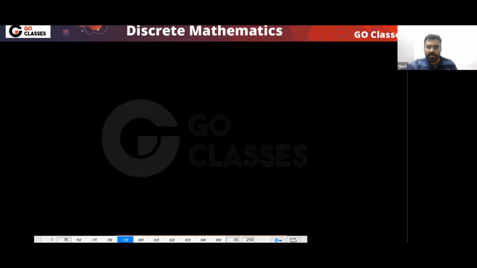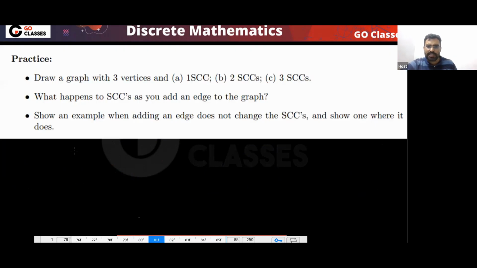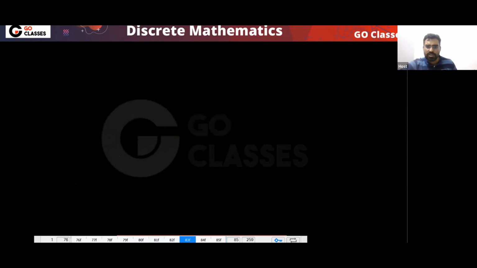Is the concept clear or not? What happens when you add one edge? We have already seen these concepts. So this is your concept of strongly connected component. Does anyone have any doubt in this? Crystal clear? Okay, very good.